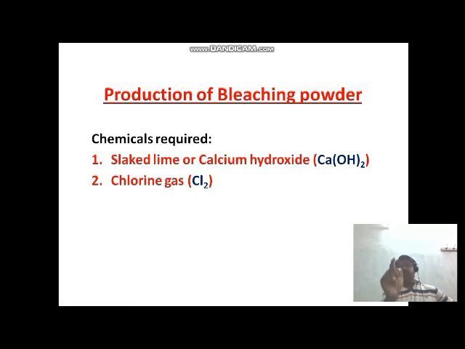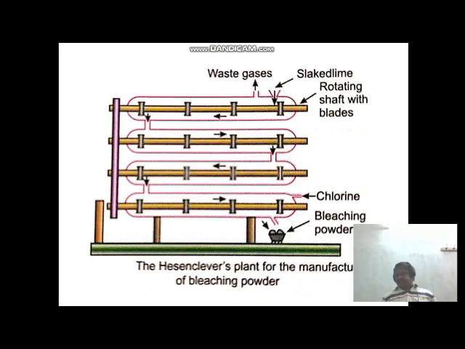But here you have to take the solid state of slake lime, or solid state of calcium hydroxide. To that slake lime, chlorine gas is added. That means the chlorine gas slowly passes into the solid calcium hydroxide. See this diagram, watch this diagram carefully. Why? Because depending upon this diagram, the next video will be presented.